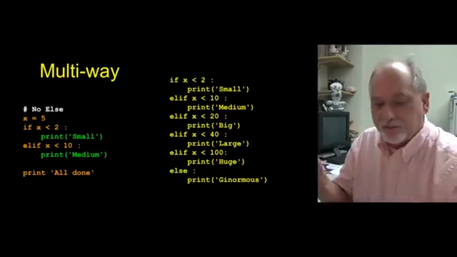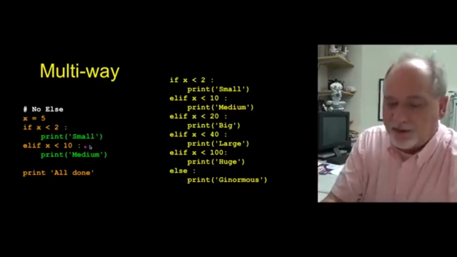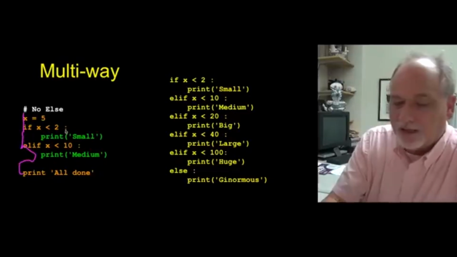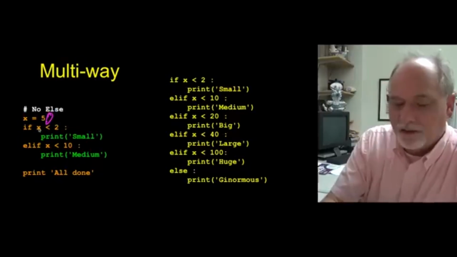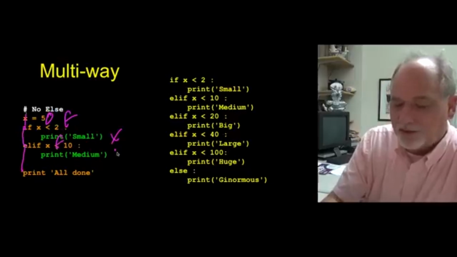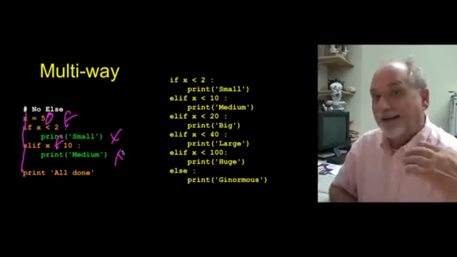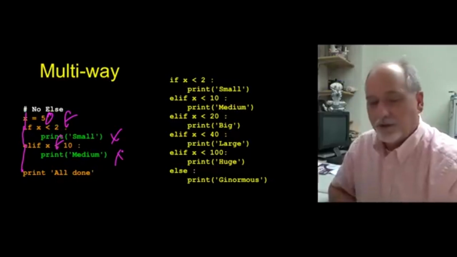You can have no else, as in this case, and this just means that it might not run any of them. In this case, x is 5, so it's not less than 2, but then it runs this one. But if x was like 50, for example, then this would be false, then it would skip, and this would still be false, and it would skip, and neither of these two would run. So if you don't have an else, you're not guaranteed that one of them is going to run, because else is like the catch-all. If the other ones are all false, then the else is the one that runs.